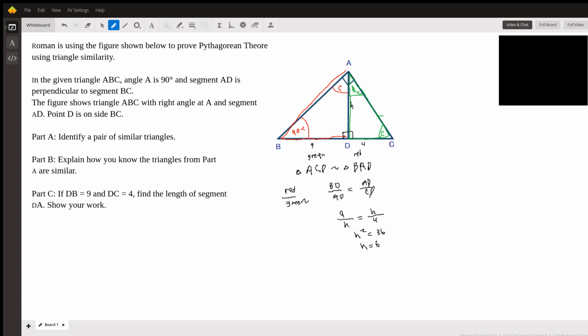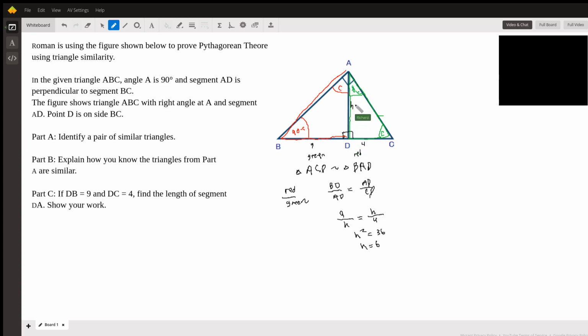So it's just difficult to keep track of all these moving parts, and it's made a little bit more complicated because we repeat this AD in both proportions here. But once you've got the corresponding angles written out properly, so A corresponds to B, C and A, and D, the rest of it just flows from that. You just have to be careful with it. And so that's how we find the height on this right triangle that has an altitude drawn to its hypotenuse.